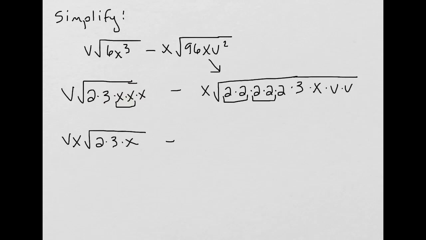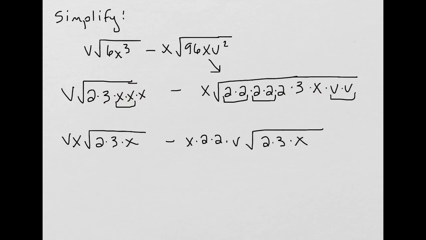If we look at the second guy, I can pull out, well, if we look at the 2's, I can make 2 groups of 2, which means I can pull out 2 2's. And then I've got 1 2 and 1 3 left over. Can't do anything with those, can't do anything with this x. But then I've got 2 factors of v, so that means I can pull a v out as well. And so what's left underneath of the second guy, it looks like I've got a 2 times a 3 times an x.